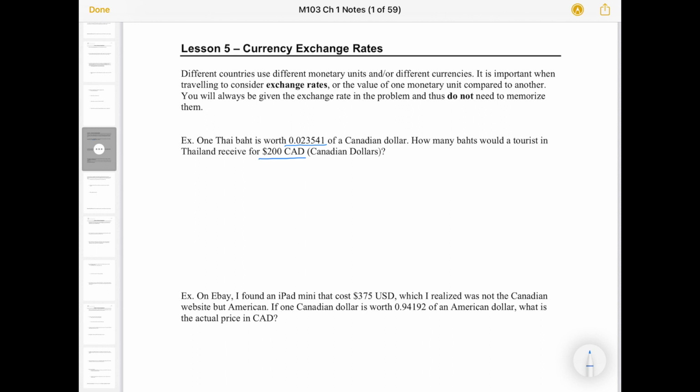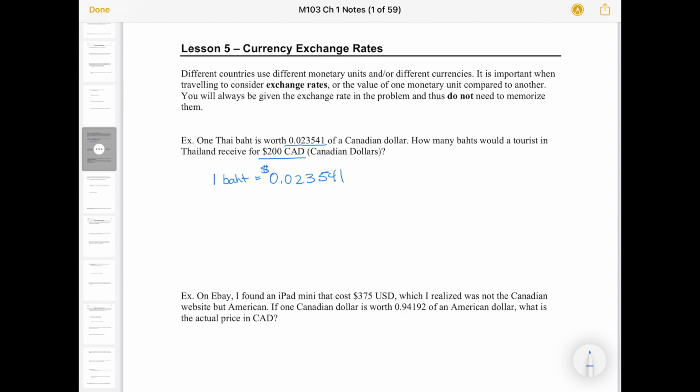Okay, so there's a few things that I want us to do when we start a question like this. So one, and I don't know the symbol for this, I'm just going to say 1 baht equals 0.02351 dollars.